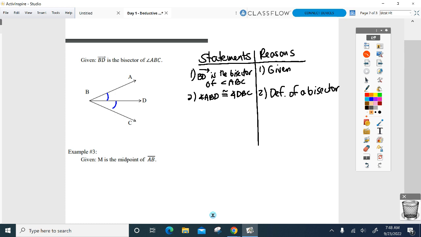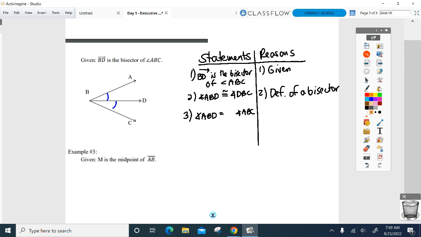I'm not done though. I want one more piece of information. Many of you aren't going to think about it, so I'll write it down, but you fill in the blank. Ready? Let's go back to angle ABD is equal to blank angle ABC.